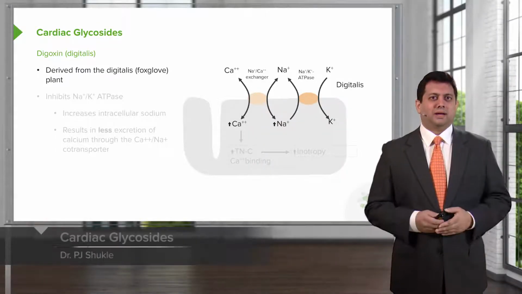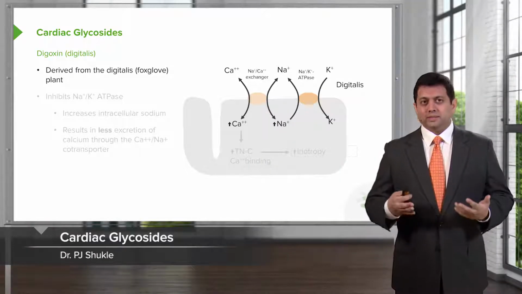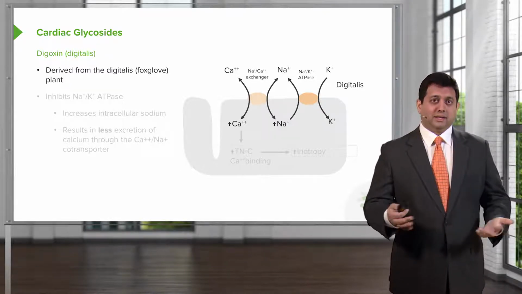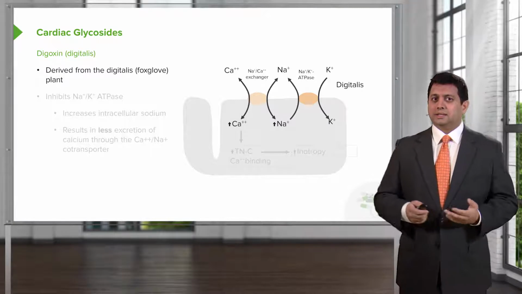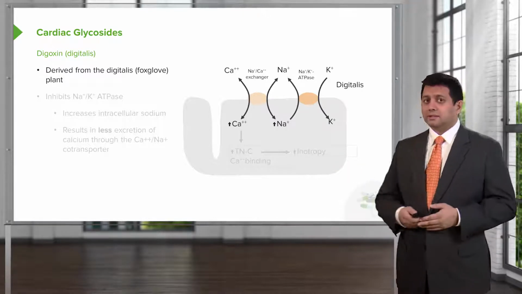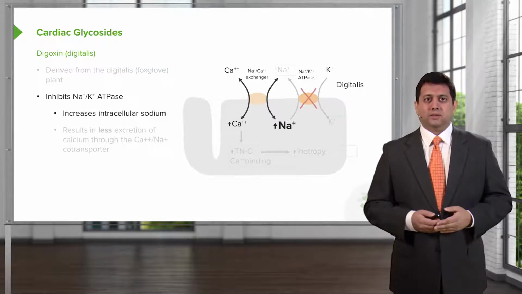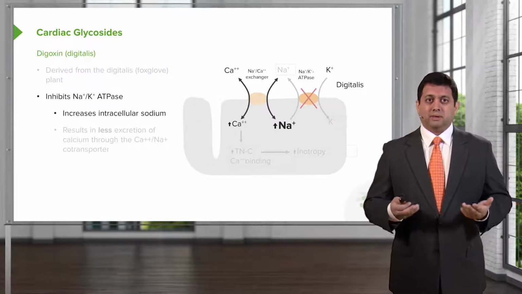Let's move on to the cardiac glycosides. The prototypical agent in this drug class is digoxin. There are other cardiac glycosides out there. Digoxin is derived from the digitalis plant. It's also called the foxglove plant. It inhibits the sodium-potassium ATPase pump.